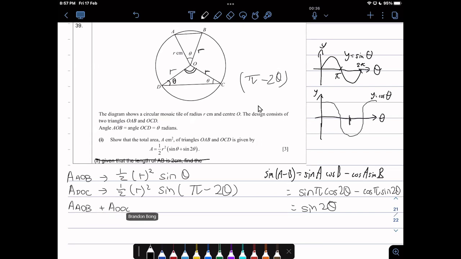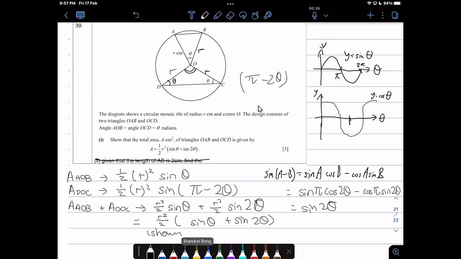Just add together. Then it becomes half r squared sine theta plus half r squared sine 2 theta. Then you just need to factorize out the half r squared. Good. Now let's say that r is equal to, let's say, 1.